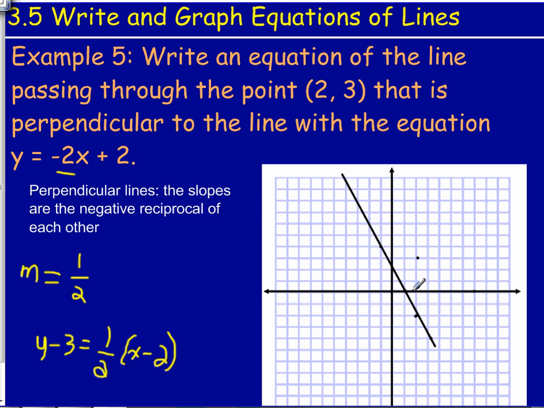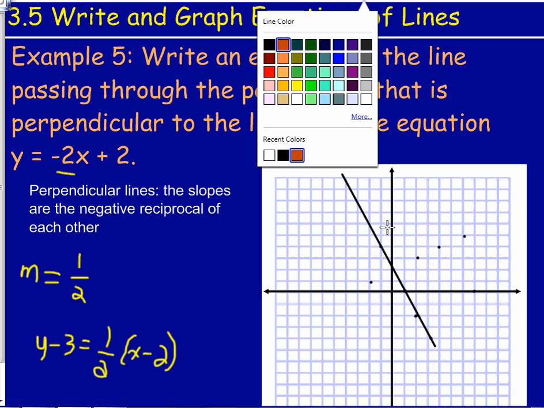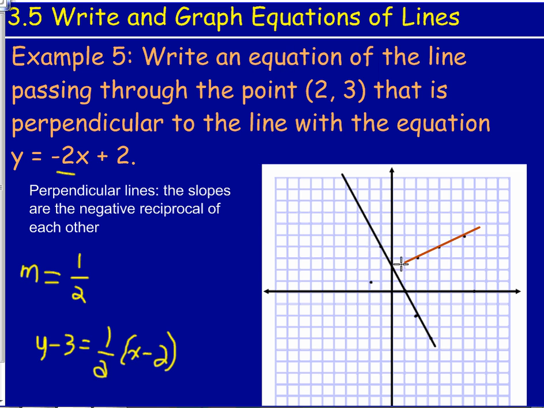All right, so we're going to go over 2, up 3. All right, so start at our starting point, 2, 3. And then we're going to go up our slope, up 1 over 2, up 1 over 2. Just go this way a little bit. All right, and then I'm going to graph my line. Do it in that weird orange color again. And as you can see, these two lines are now perpendicular. All right, so it is as easy as that.